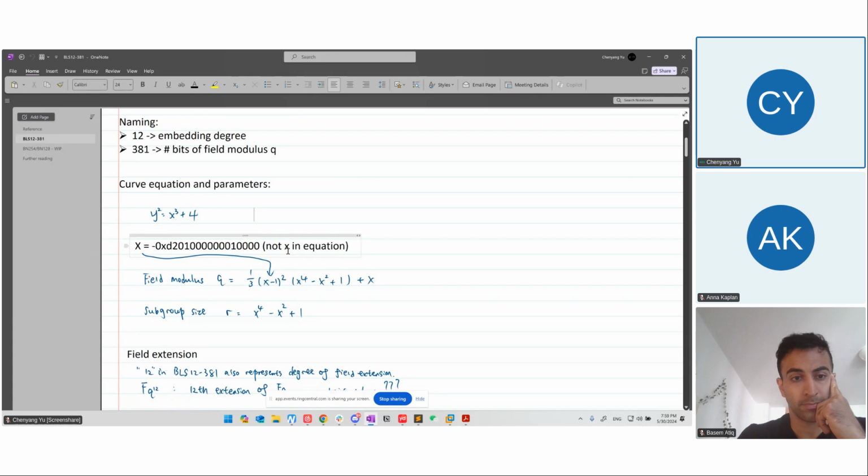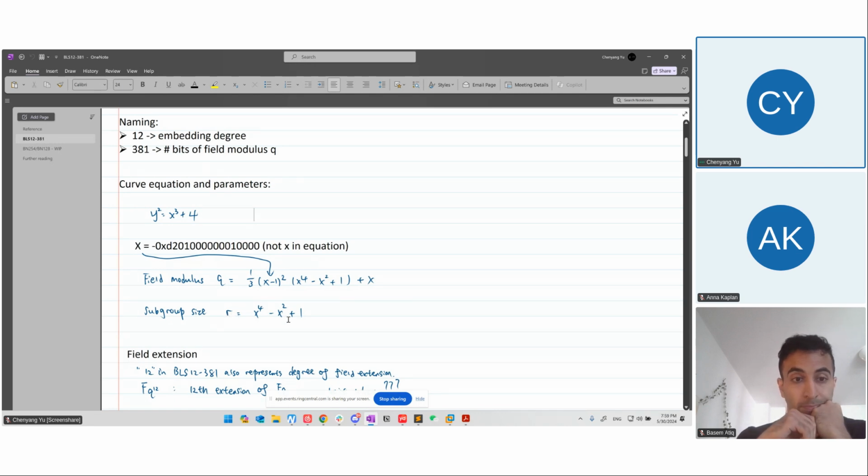In the standard of the curve, you have this capital X. This is a constant defined in the standard. Note that this X is not the x in the equation, so they are different. This capital X is a constant defined by some trusted third party. Based on this capital X, you can compute the field modulus Q. So this field modulus is not coming from nowhere, it is derived. Also, the subgroup size R is derived.